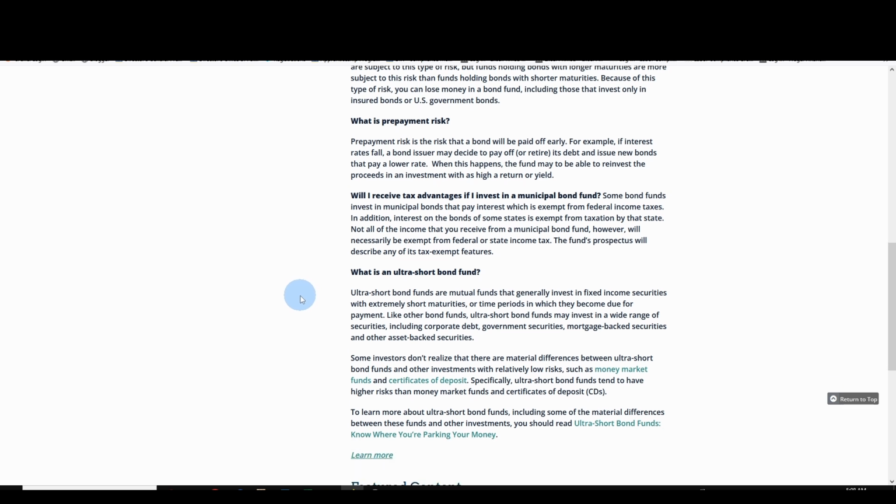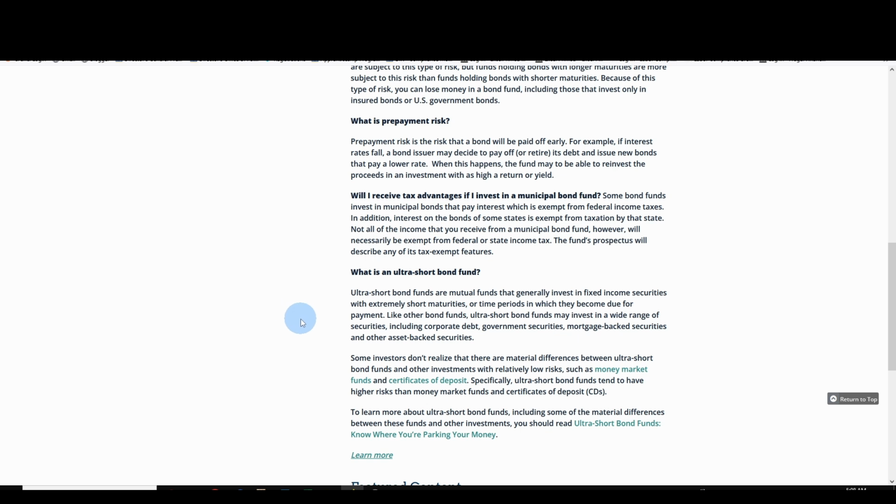What is an ultra-short bond fund? Ultra-short bond funds are mutual funds that generally invest in fixed income securities with extremely short maturities, or time periods in which they become due for payment. Like other bond funds, ultra-short bond funds may invest in a wide range of securities, including corporate debt, government securities, mortgage-backed securities, and other asset-backed securities.